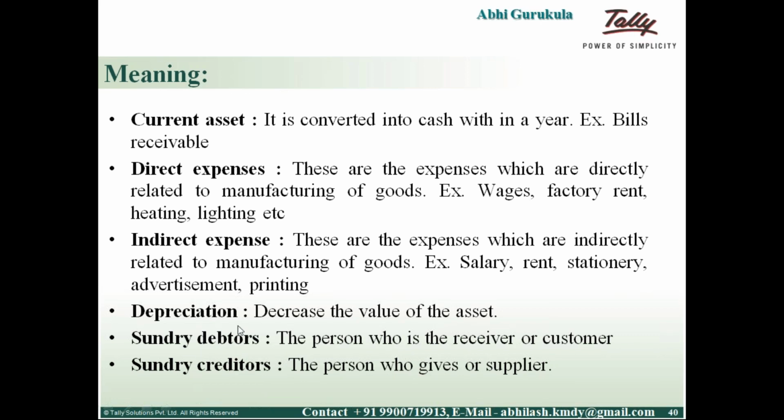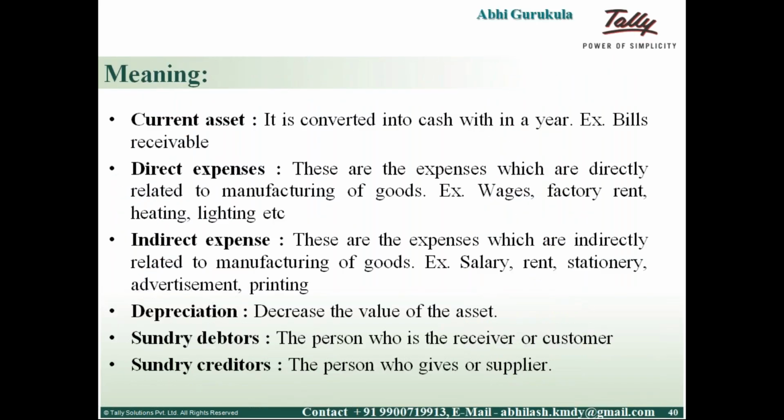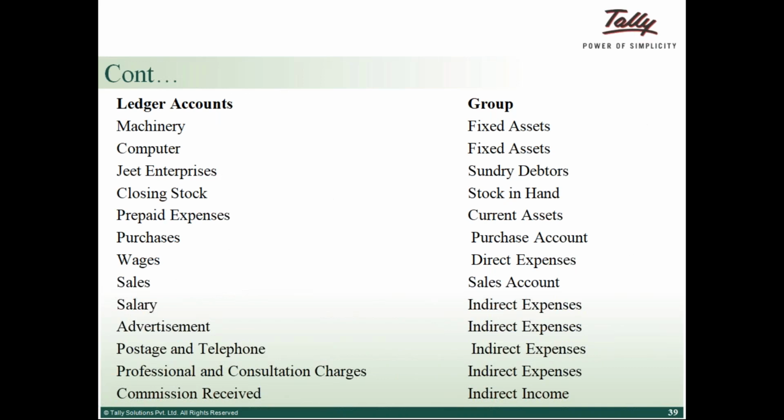Okay. I think you understand the following meanings. It is very important. You can pass this ledger creation, so you need thorough knowledge of this information. What is a current asset? What are direct expenses? What are indirect expenses? Sundry debtors, sundry creditors, depreciation. When you learn the proper way and get this kind of information, you pass the right ledger entry. Okay. I think you understand this information. Is it right or wrong?